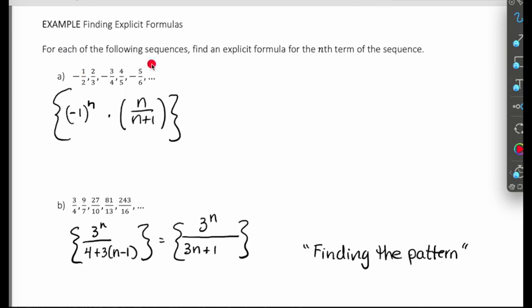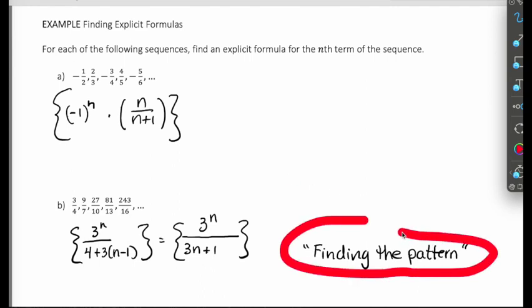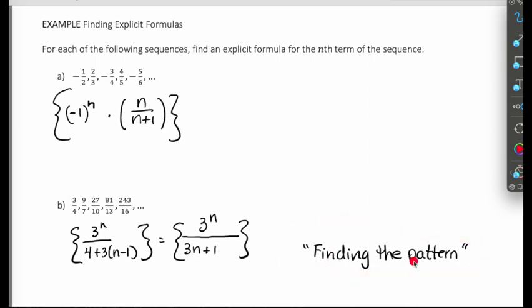All right, so for each of the following sequences, we're going to find an explicit formula for the nth term of the sequence. I put down here in quotes, we're going to find the pattern, because that's basically what we're doing. We're looking for a pattern, and then we want to come up with some algebraic expression that represents that pattern. And so that would be our nth term.